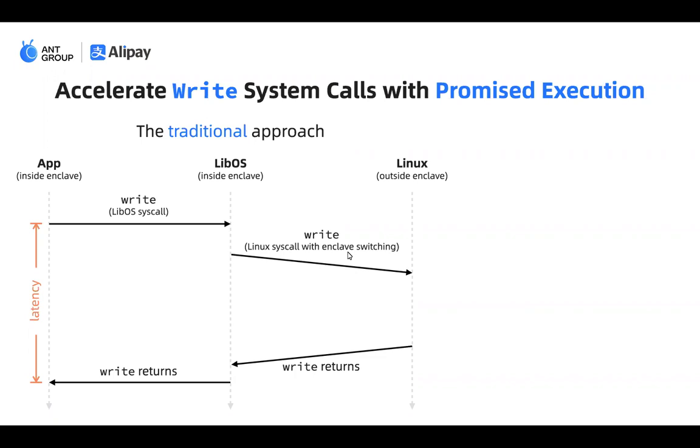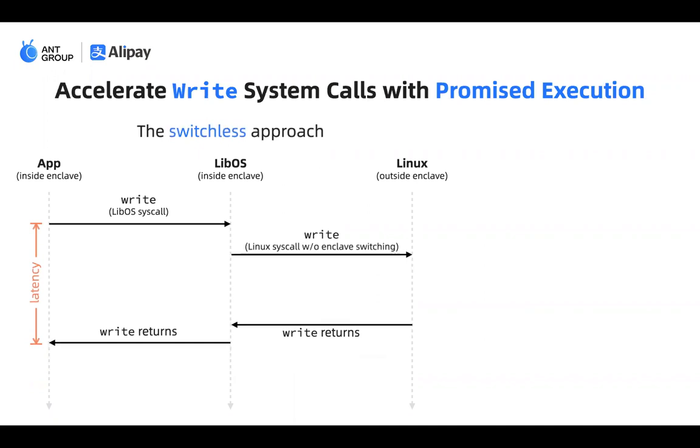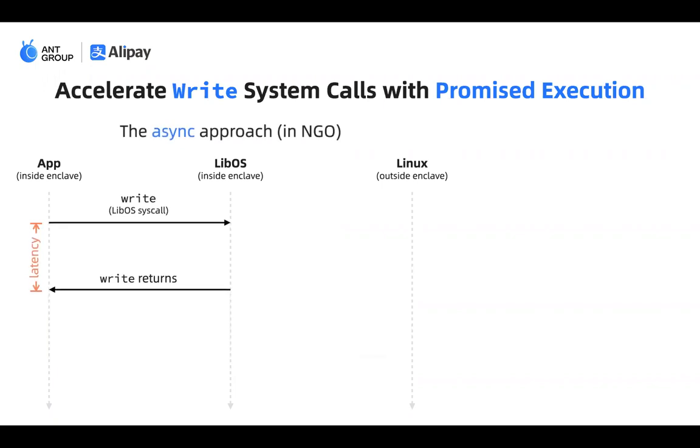in the traditional approach, you have to trigger enclave switching. And with a switchless approach, the enclave switching overhead can be eliminated, but the latency of the write system call still includes the latency to Linux. So in our async approach, we can eliminate the Linux latency from the library latency.